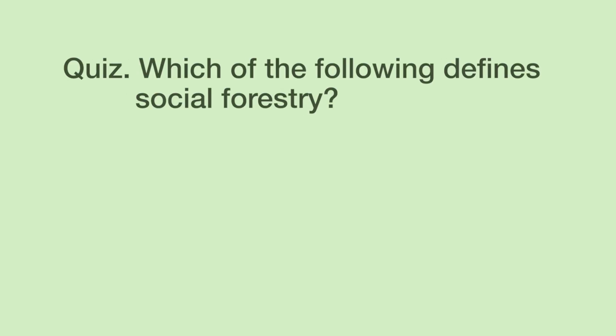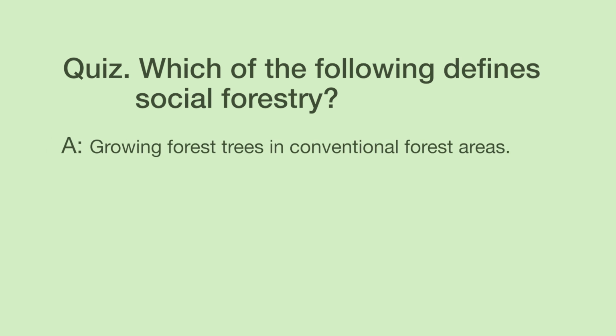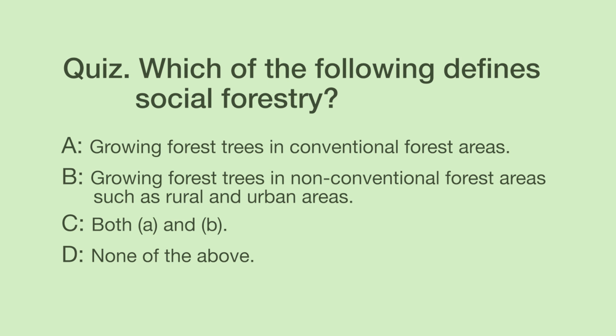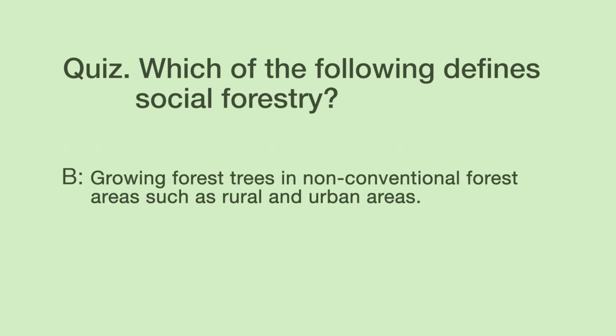So now that we have learned an introduction about social forestry, it's time for a small quiz. Which of the following defines social forestry? Your options are: option A, growing forest trees in conventional forest areas; option B, growing forest trees in non-conventional forest areas such as rural or urban areas; option C, both A and B; and option D, none of the above. And yes, I'm sure you're guessing it right. The correct answer is option B, growing forest trees in non-conventional forest areas such as rural and urban areas.